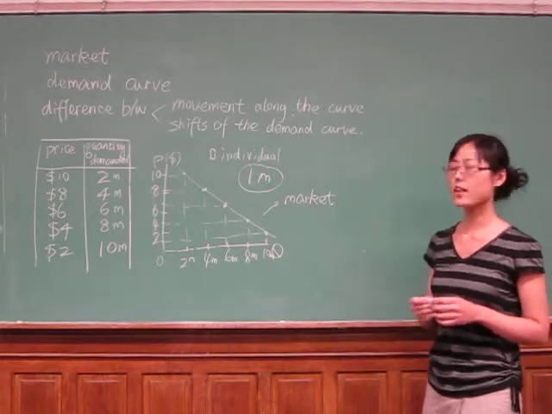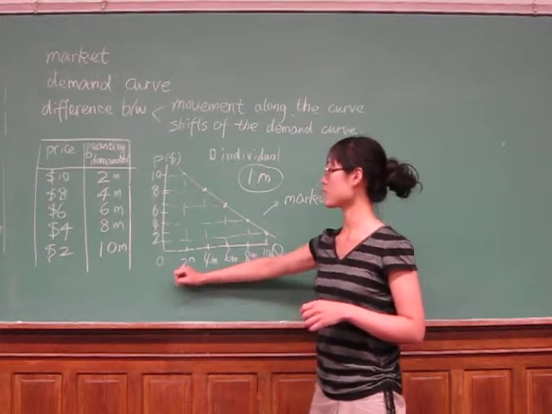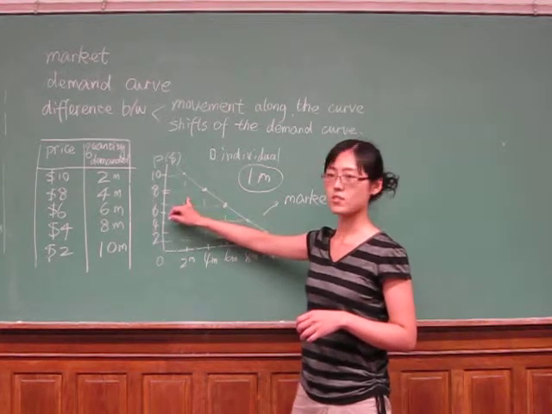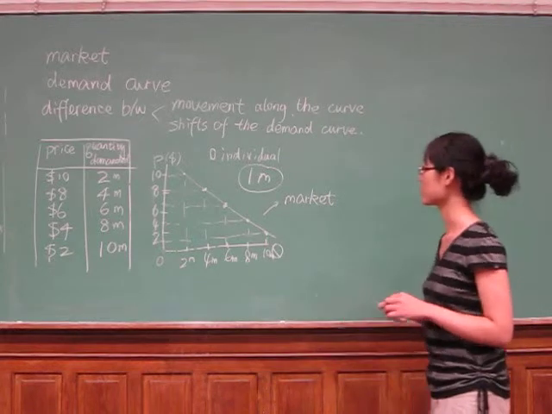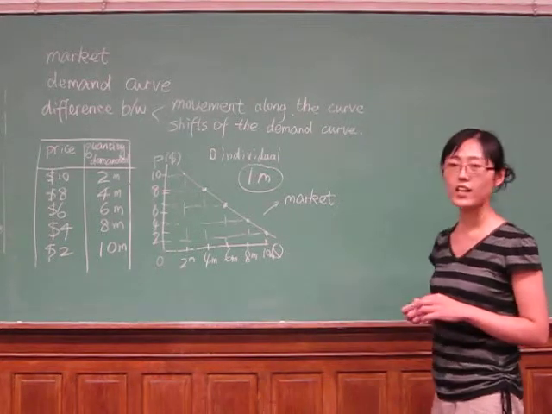In the market demand curve, we have how many cups of coffee that all the consumers in the market want to buy at different prices. So this is the demand curve. Any questions?